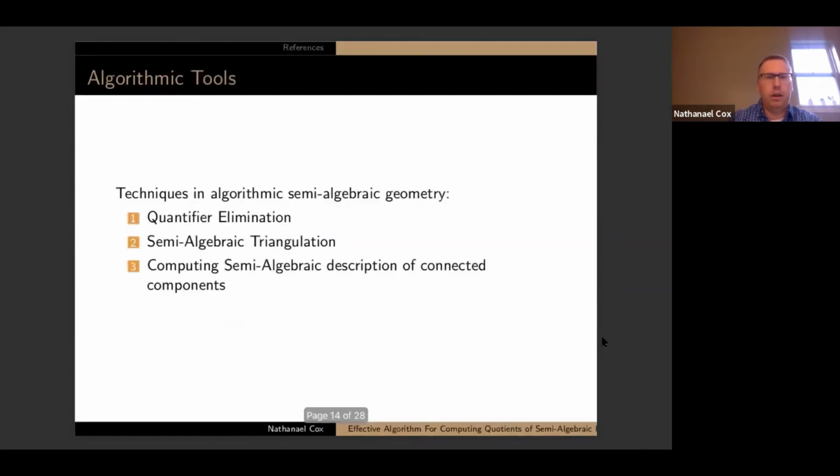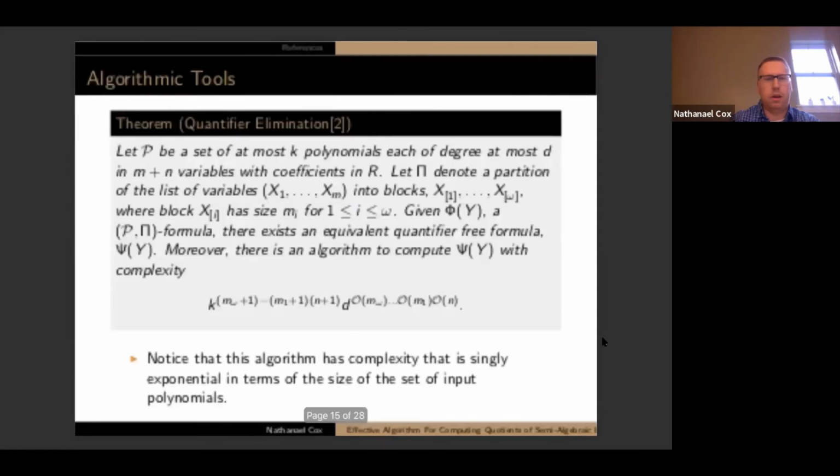Okay. Right. So some of the algorithmic tools that we use in this field of algorithmic semi-algebraic geometry are quantifier elimination, semi-algebraic triangulation, and computing semi-algebraic descriptions of connected components. For my algorithm, we mostly focus on quantifier elimination and semi-algebraic triangulation. So I'll explain those in a little more detail here.